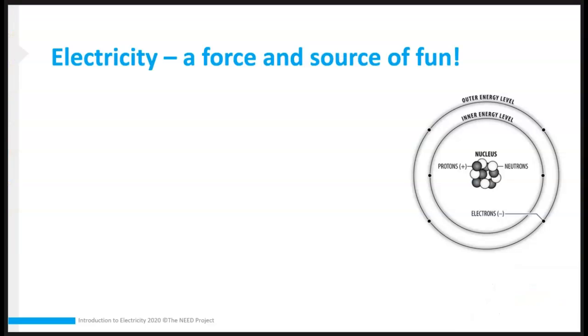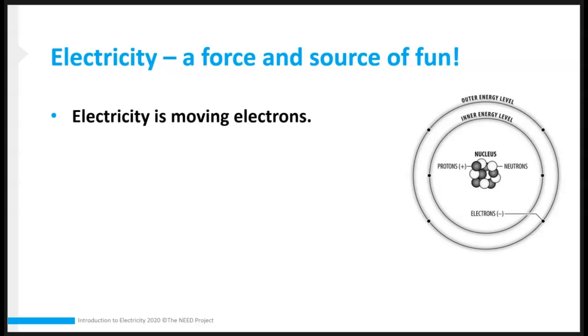Electricity is all about the electron. We know that atoms have protons, which are positively charged, neutrons, which are neutrally charged or have no charge at all, and electrons, which are negatively charged. Protons and neutrons are held in the positively charged nucleus of the atom. Electrons are found outside the nucleus.